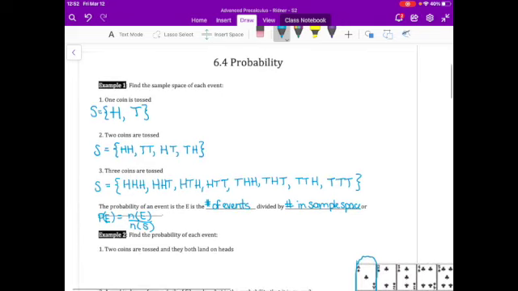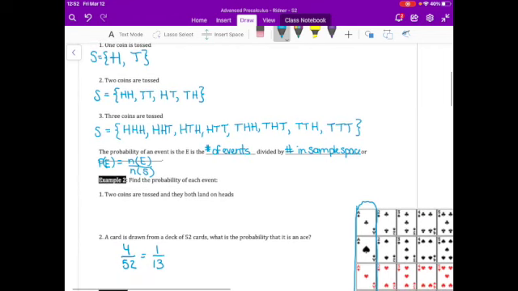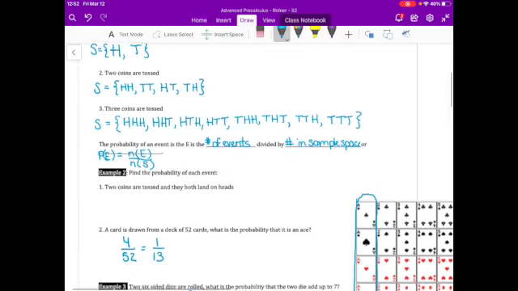If 3 coins were tossed, notice I have 8 outcomes in my sample space. So when we are finding probability, it's the number of events, so whatever we're looking for, divided by the number in the sample space, okay?